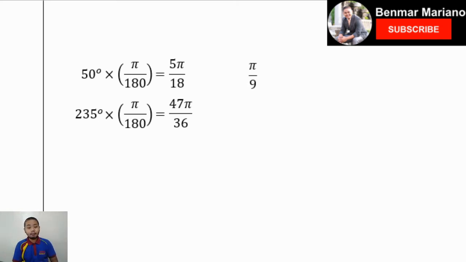Next set of examples will be converting from radian measure to degree measure. Say we have pi over 9. If we're going to convert pi over 9 to degree measure, what we are going to do is multiply pi over 9 by 180 over pi. Doing this, we will have 180 pi over 9 pi, lowest term, and we will get 20 degrees.